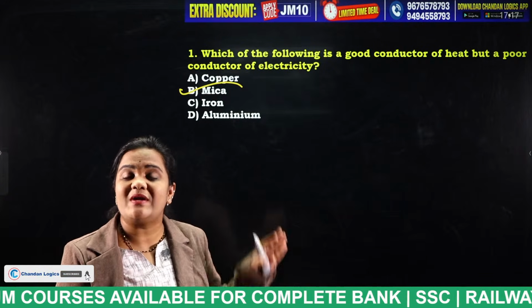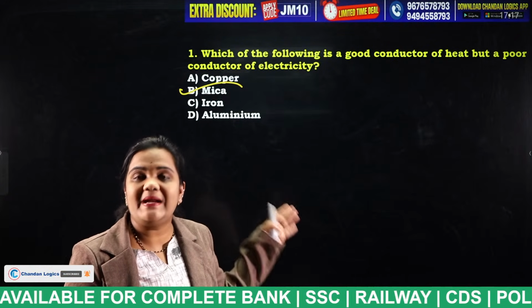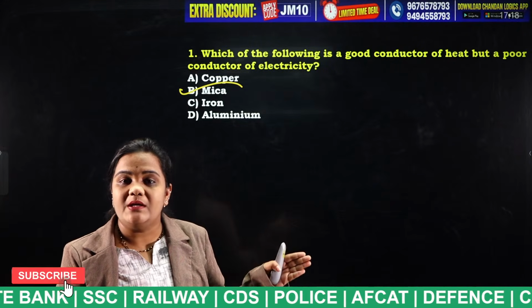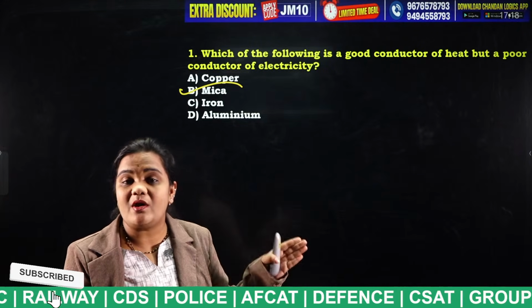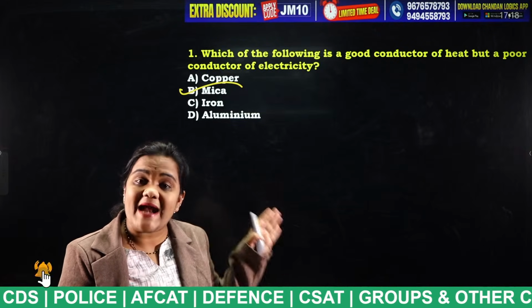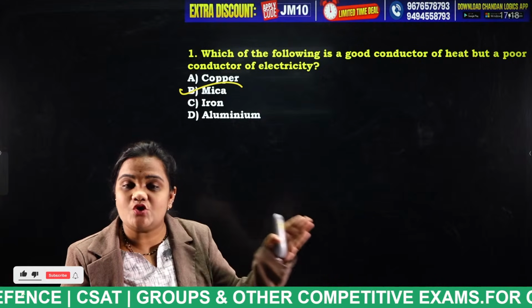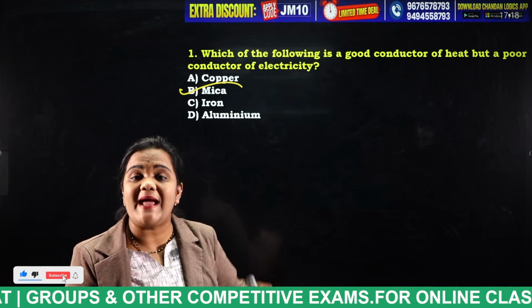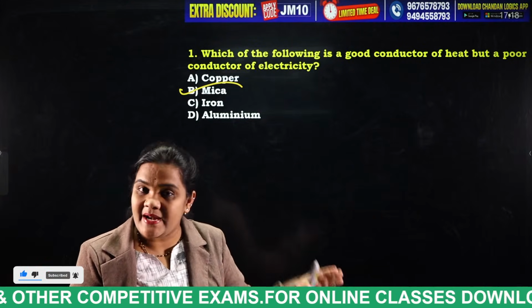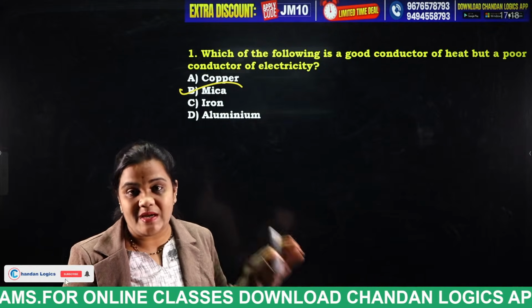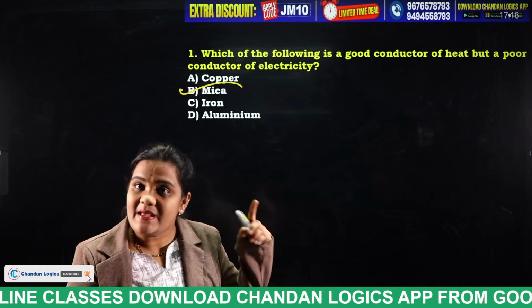Now tell me, students, what are the atomic numbers of copper, aluminium and iron? What is the atomic number of copper? 29. What is the atomic number of iron? 26. What is the atomic number of aluminium? 13. So mica is not an element, it is a mineral. Remember that. And mica doesn't have any atomic number, because it is a mineral.